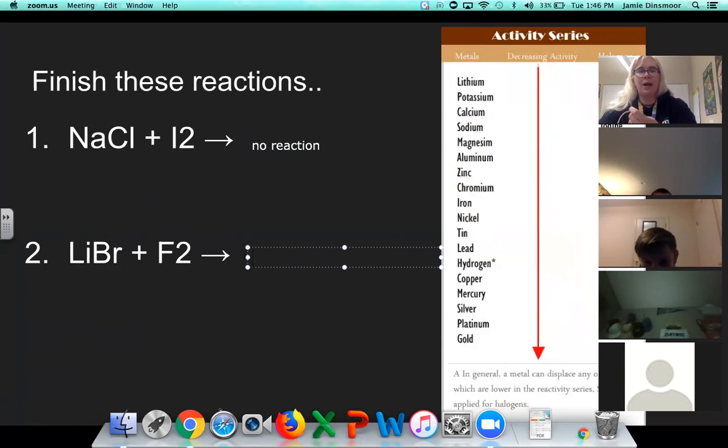But what's going to happen? Look at the activity series. Figure out, will fluorine replace bromine? What would the products be?